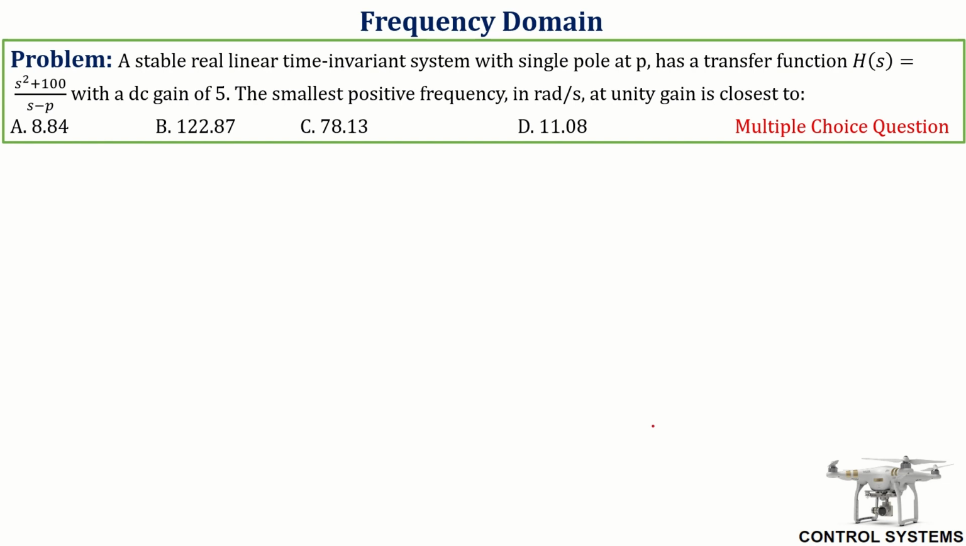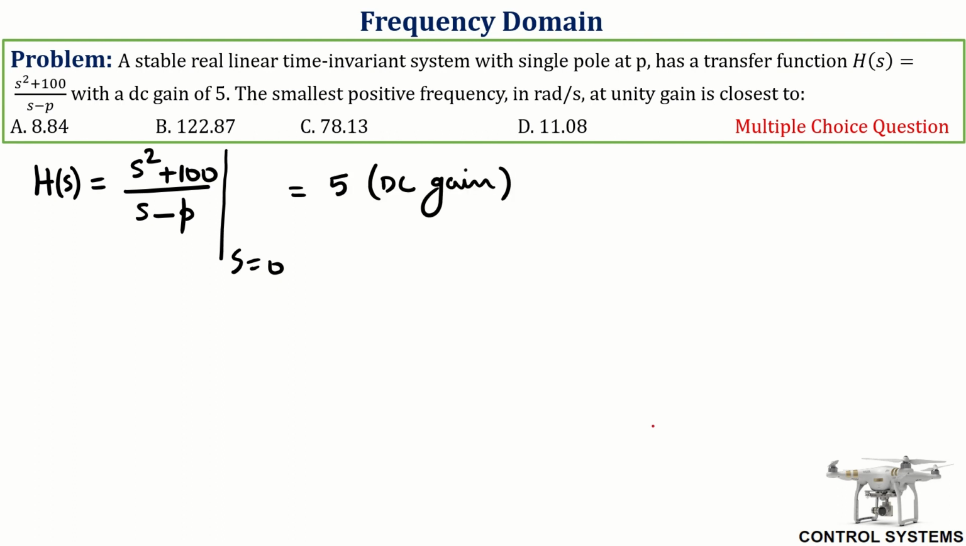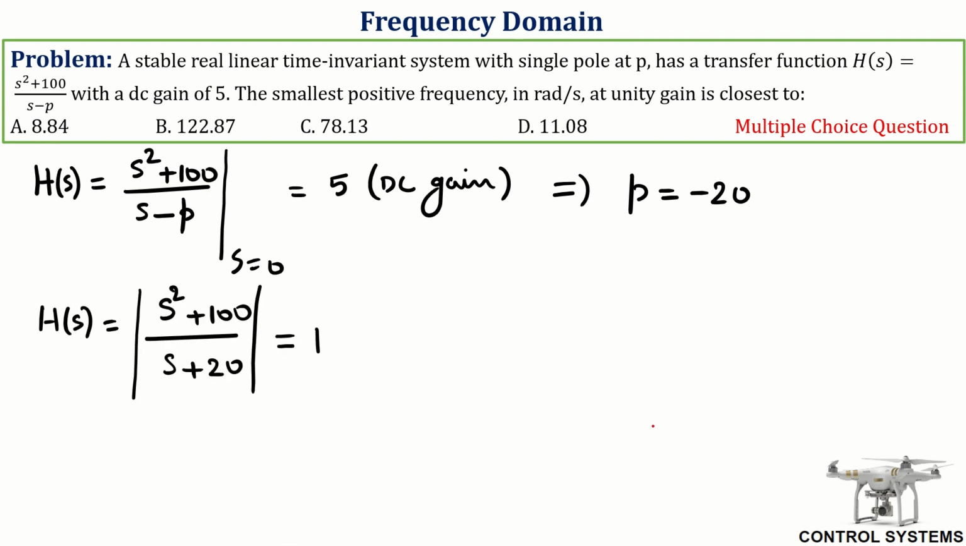So we are given a stable real linear time invariant system. It is a stable system and it has a single pole at P, and the transfer function is given as (s square plus 100) by (s minus p), whose DC gain is 5. What do we mean by DC gain? The frequency s is equal to 0. So when you substitute s equal to 0 in H(s), (s square plus 100) by (s minus p), and equate it to 5, the DC gain, then we get p is equal to minus 20. Now the transfer function becomes (s square plus 100) by (s plus 20).